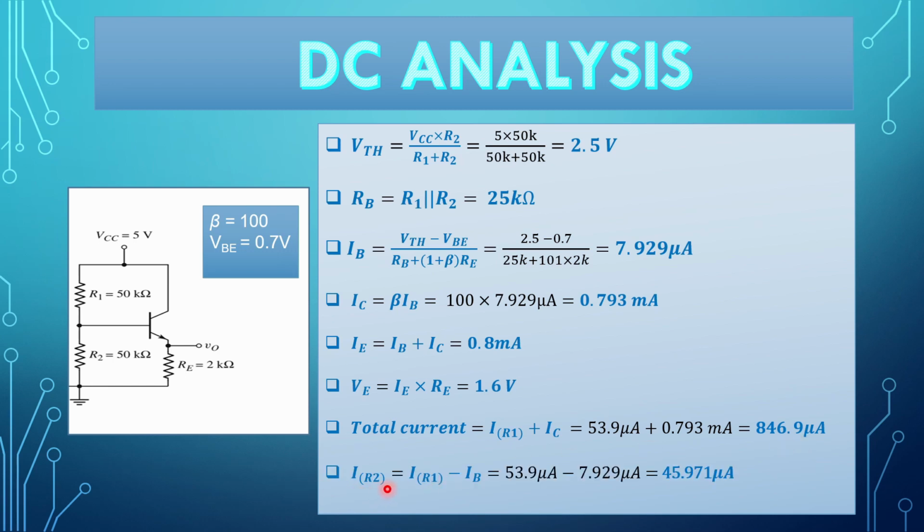And let's calculate the current across the resistance R2. The current across the resistance R2 is given by I of R1 minus IB. So I of R1 we have found and IB value also we have found, and hence that will give you a total of 45.971 microamperes, and that is the value for the current across the resistance R2.